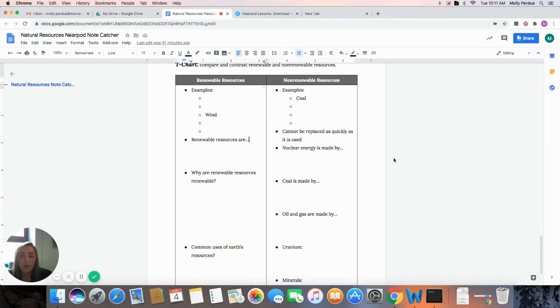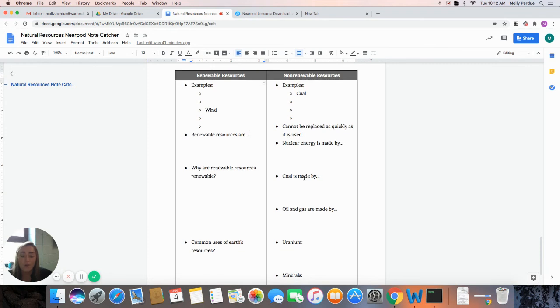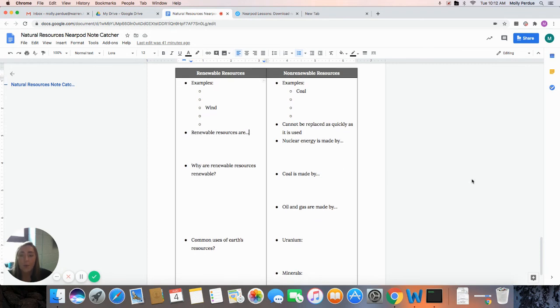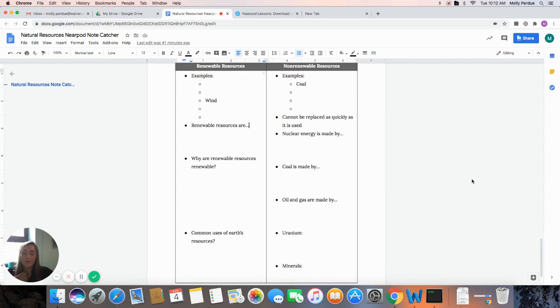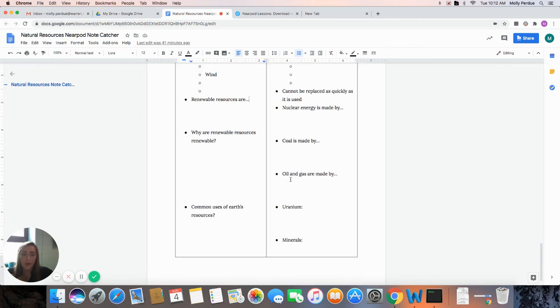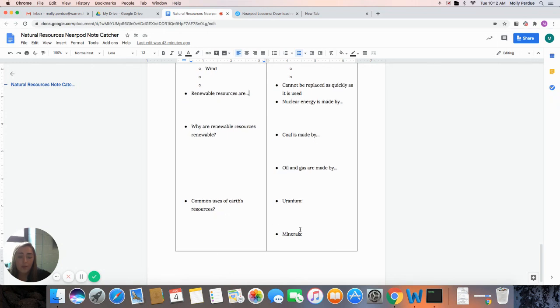How is nuclear energy made? How is coal made? Why are renewable resources considered renewable? Oil and gas are made by what? Uranium. What role does uranium play? What are the common uses of Earth's resources? So our renewable resources. And what role do minerals play in all of this?